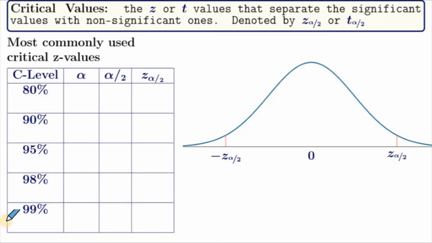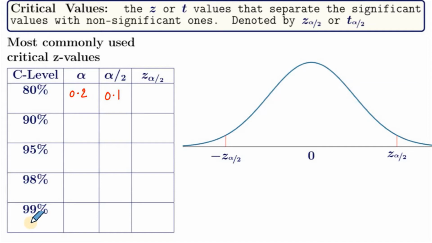Another thing that confidence interval calculations involves are critical values. These are the most commonly used confidence levels. So let's find the critical values for each of them. First, let's look at 80% confidence level. Since confidence level is 80%, alpha will be 100 minus 80, which is 20%. We usually write that in decimal, so it is 0.2. And then alpha by 2 will be 0.2 divided by 2, which is 0.1.